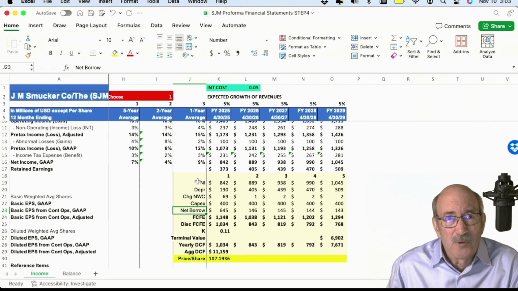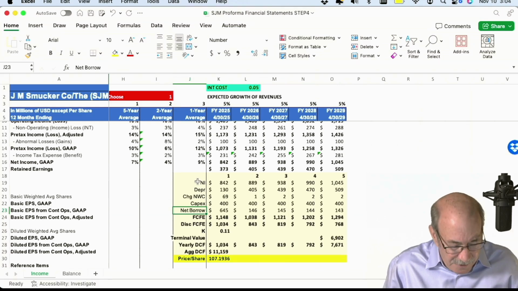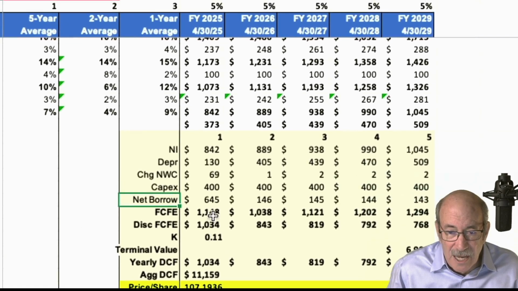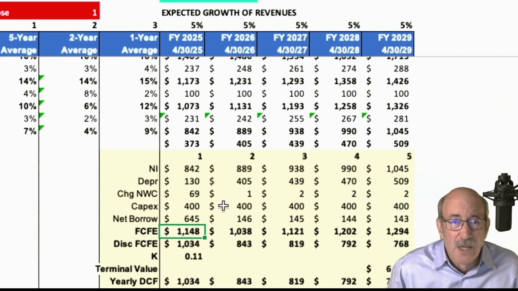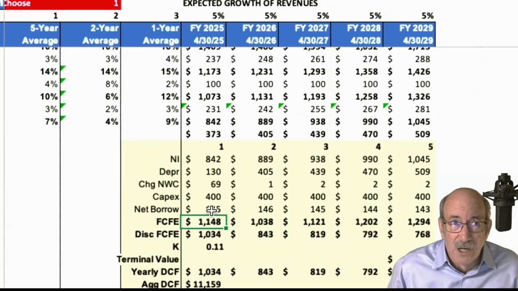The only difference between the formula we used in the book and the formula we're using here is this net borrowing. That's the key difference, and that allows us to actually calculate the cash flows that are due to equity only, not to equity plus bondholders.